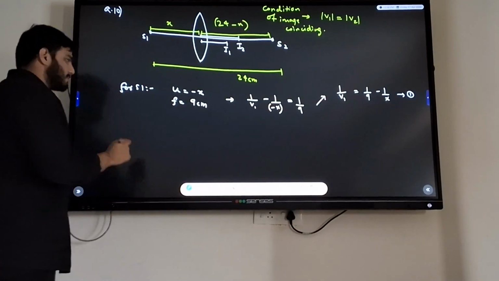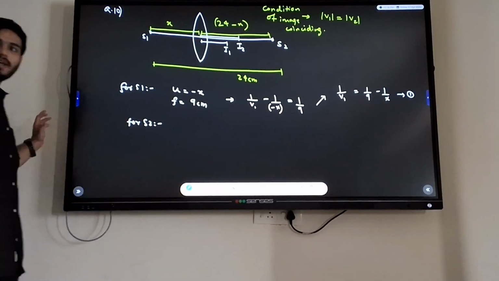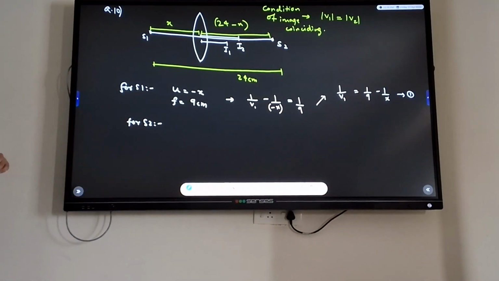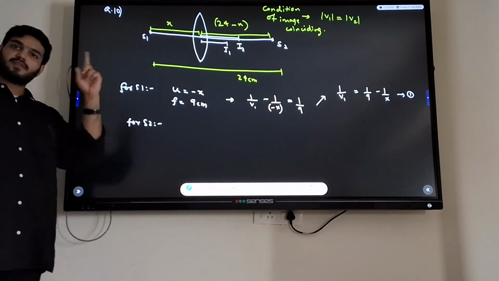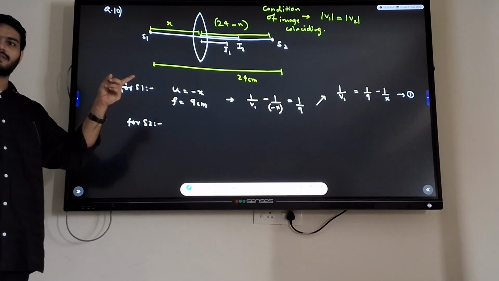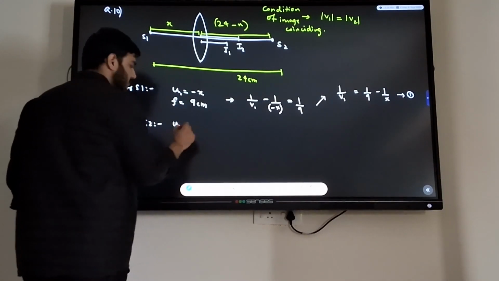Actually, now please understand this. For source S2, now my incident light ray is in which direction? Negative, like the opposite. It's in this direction now. Based on that, I have to use the sign convention. Then what will be the sign convention? What will be U1 and U2? What is U2 now?